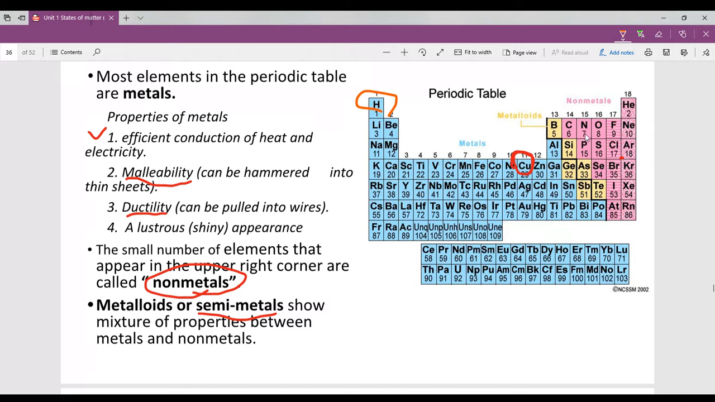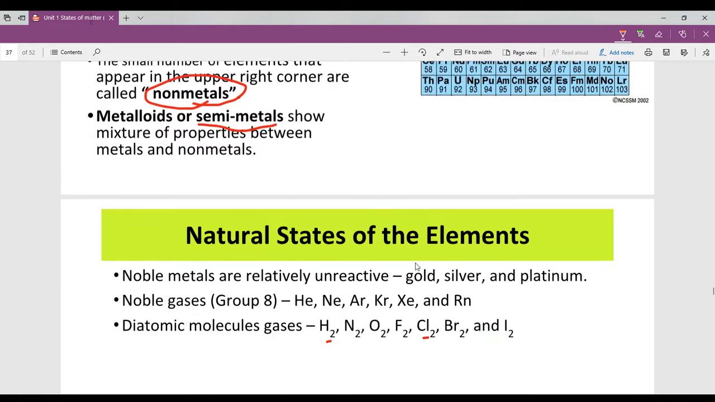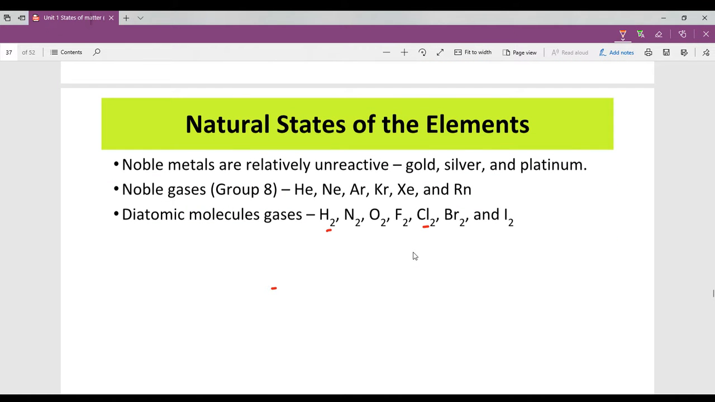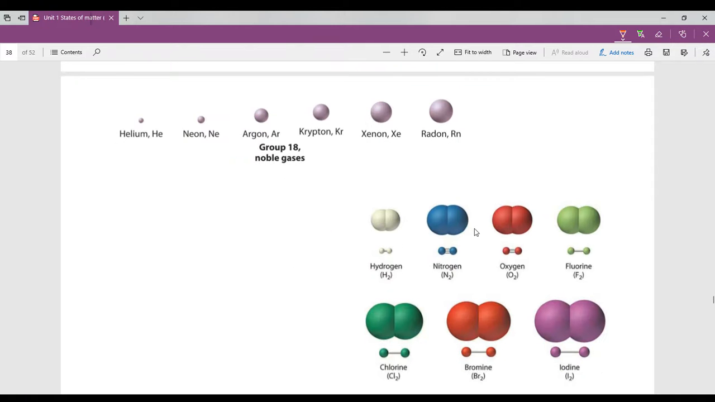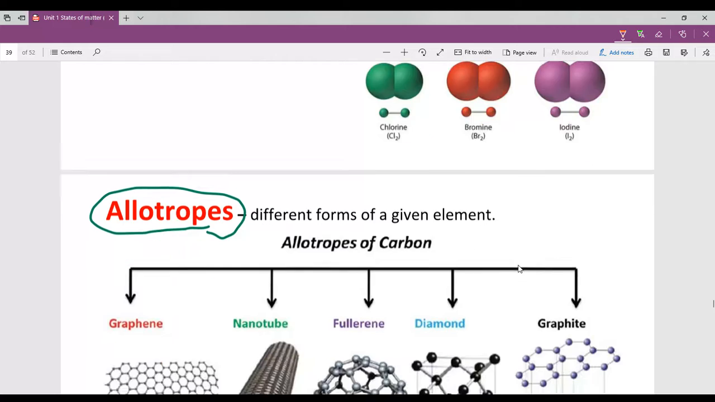Hydrogen, nitrogen, oxygen, fluorine, chlorine, bromine, iodine. These are the 7 elements that when they exist in elemental form, they don't stay by themselves. They exist as diatomic molecules. Like hydrogen, it does not want to be by itself. It has to attach itself to another hydrogen and form something called a diatomic molecule. This is one molecule composed of two atoms. Nitrogen, oxygen: this is one oxygen atom, another oxygen atom attached to one another to form the molecule.